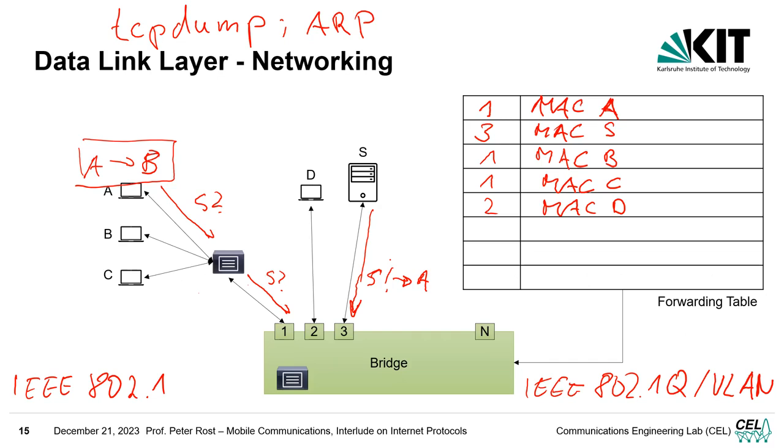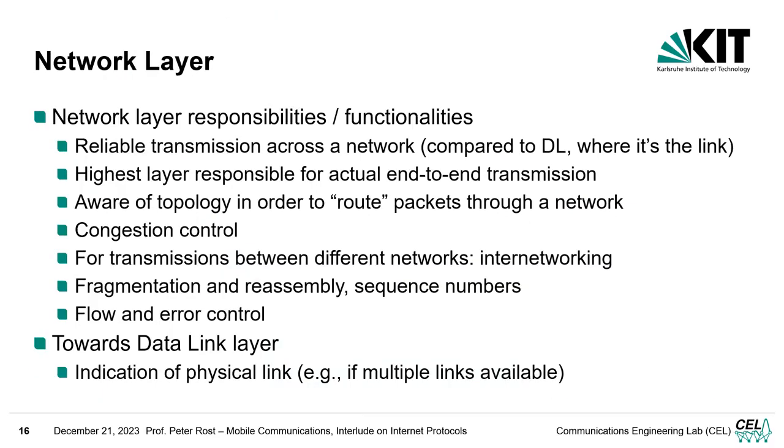Okay, now the next question that we would have to ask ourselves is, if A wants to connect to S, but it doesn't have the MAC address of S in the data link layer, what is the address or the name with which A is asking for S? And this is done on the network layer. The network layer is responsible for reliable transmission across a network, not only a subnetwork, but really a network. It's the highest layer responsible for the actual end-to-end transmission within our network.